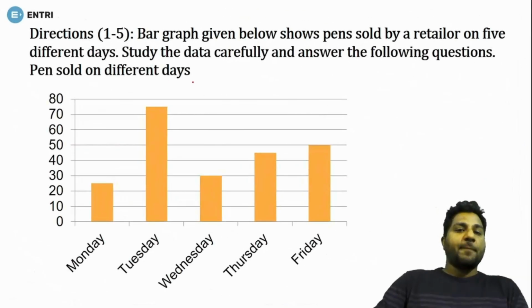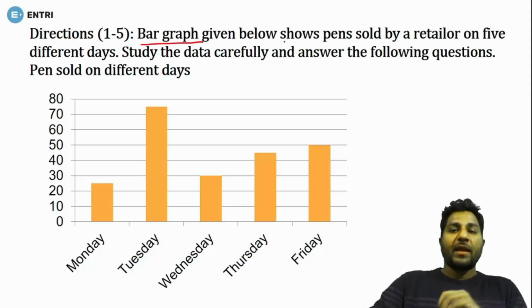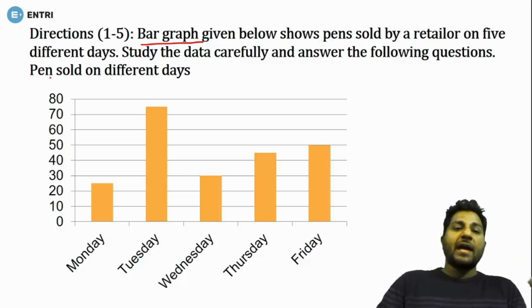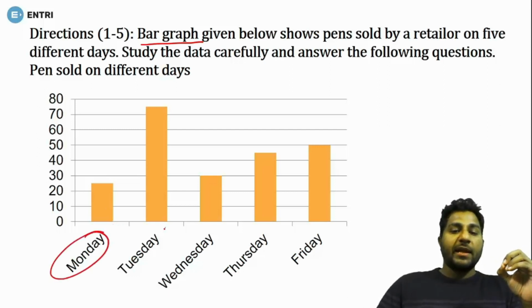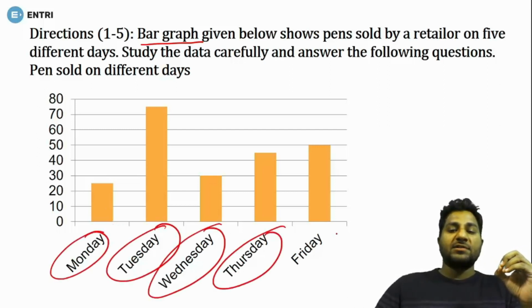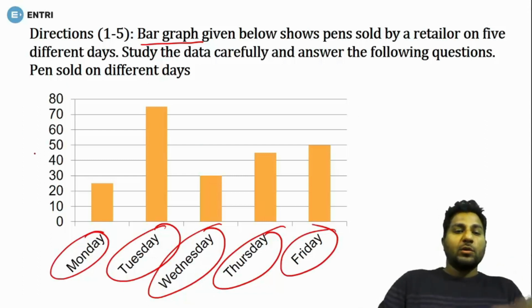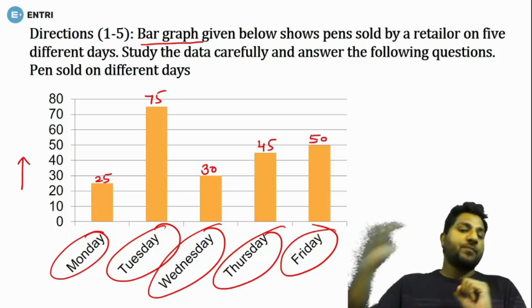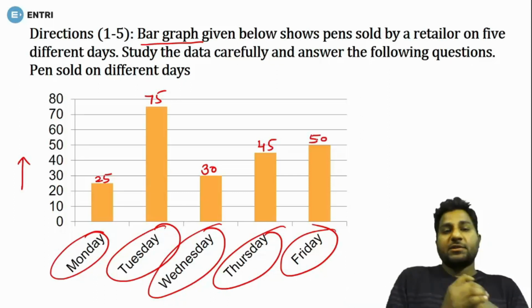Here is the DI. Look at this. The first 1 to 5 questions belong to the bar graph. It shows pens sold by a retailer on 5 different days: Monday, Tuesday, Wednesday, Thursday and Friday. These are the number of pens, so it is a middle value. That means this will be 25, this will be 75, this will be 30, this will be 45 and this will be 50. I hope you all have understood this DI.